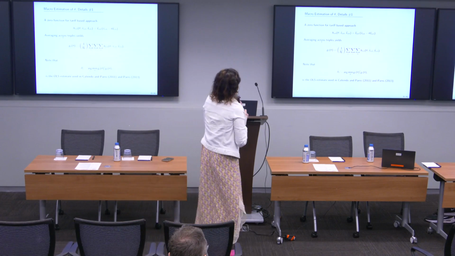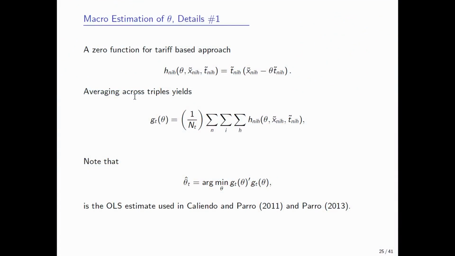Okay, so if I were to put this into GMM terms, what it basically means is that, as I said, in OLS you're just minimizing the error in this simple OLS regression of trade flows on tariffs.